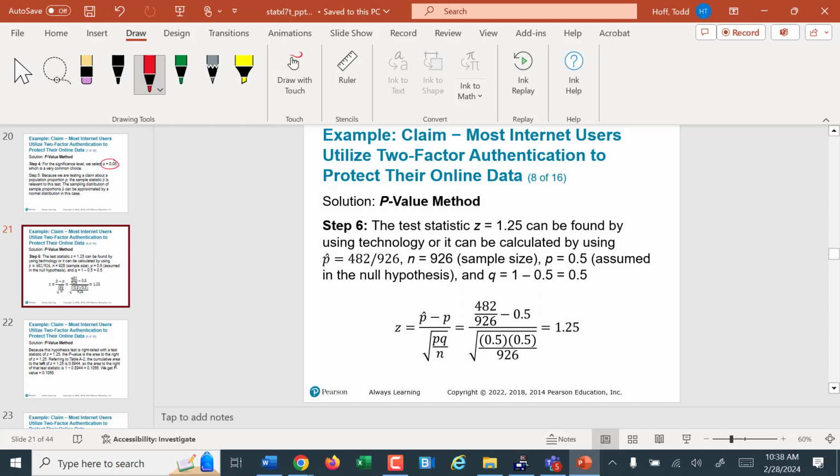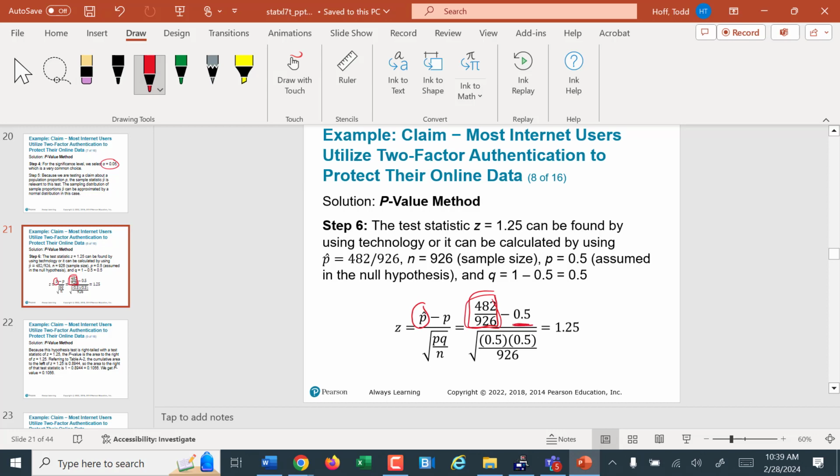So our test statistic, we have the p-hat. Remember, that is the sample proportion. That was the 482 divided by 926. Now, we know that came out to be 0.52. We were given the 52%. We like to put this fraction here just because it's more exact, because that 0.52 or 52% could have been rounded. So we tend to use that fraction instead to be more exact.